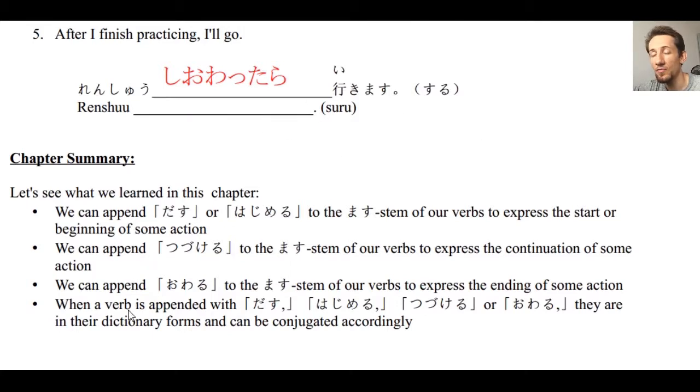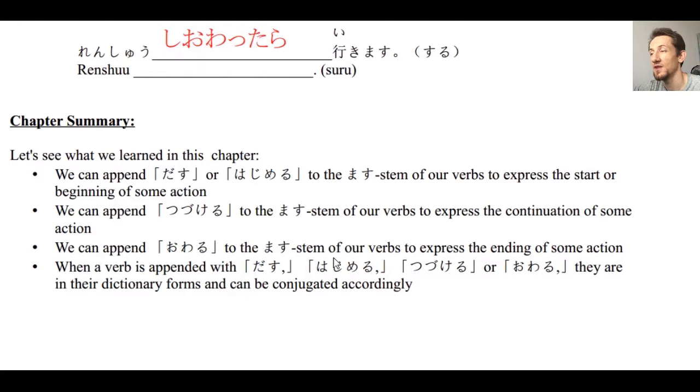It's also very important to realize that any verb appended with dasu, hajimeru, tsuzukeru, or owaru is just a verb in its dictionary form, and it can be conjugated the same way we've conjugated other verbs up until now. So you can use the past tense, conditional, masu form, and masen form with these. It's very important to try to use these and make different combinations. Try to conjugate to the negative nai form, the negative past tense, or whatever, because that will really help expand your ability to express yourself.